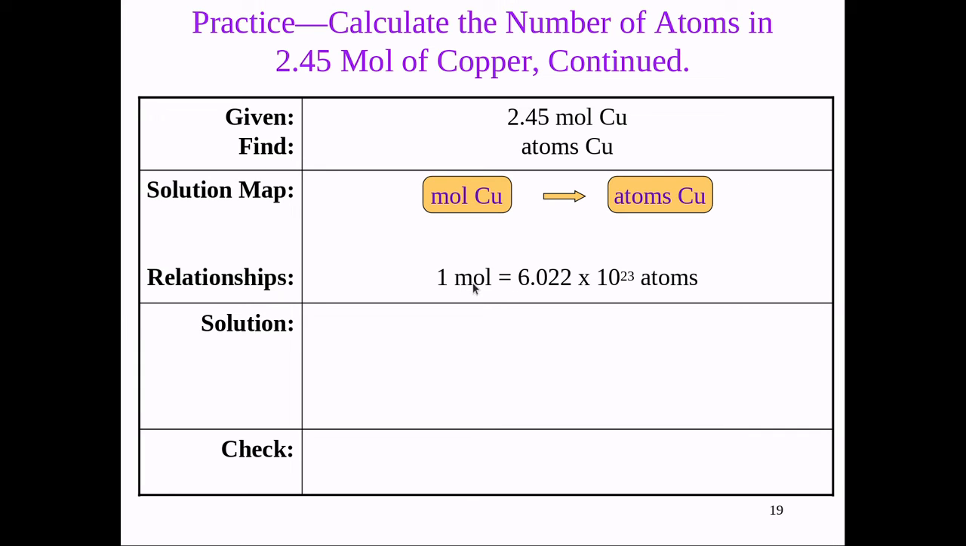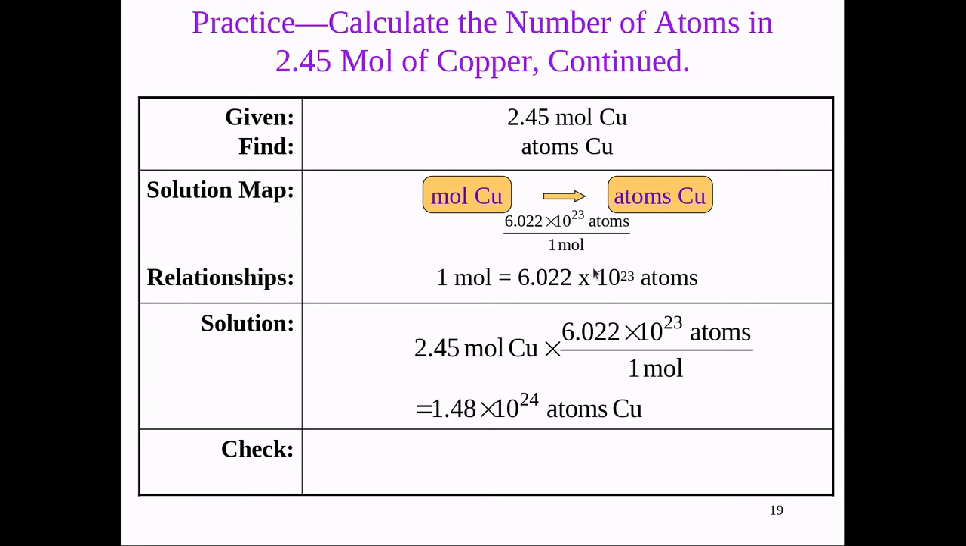We use the exact same fact though, because that's what's relating moles and atoms. But our conversion factor is going to be the inverse of the one that we used before. Now we need to cancel these moles and we need the units of atoms. So atoms go in the numerator, moles go in the denominator. When we do our math out, we get our original value, 2.45 moles of copper. We're going to cancel our moles, and we get out the correct number of atoms here.